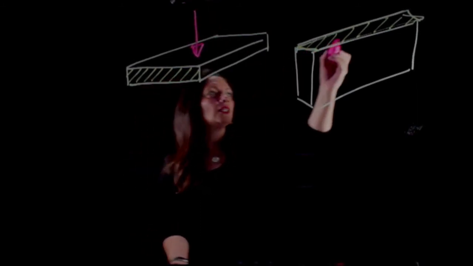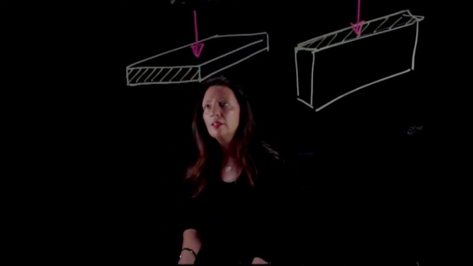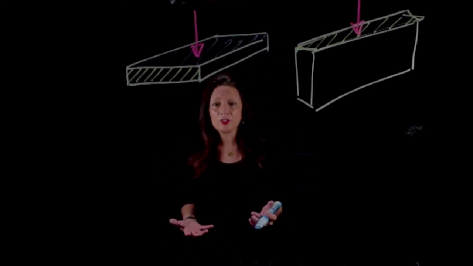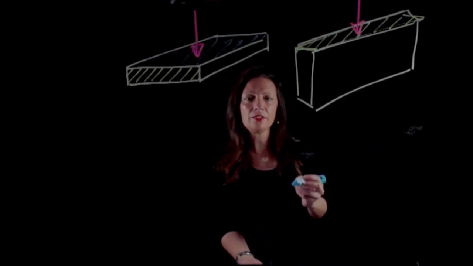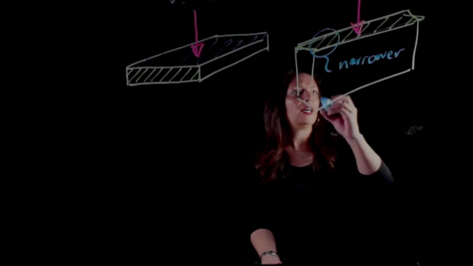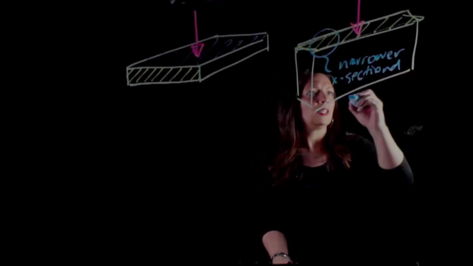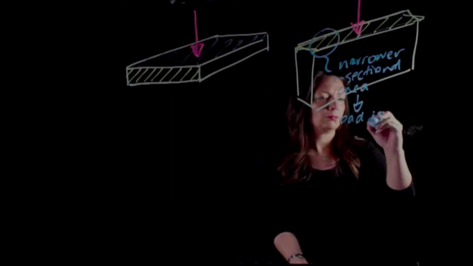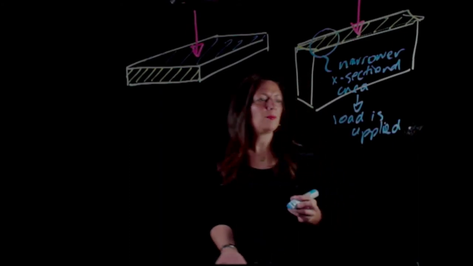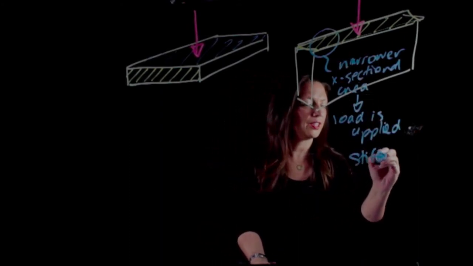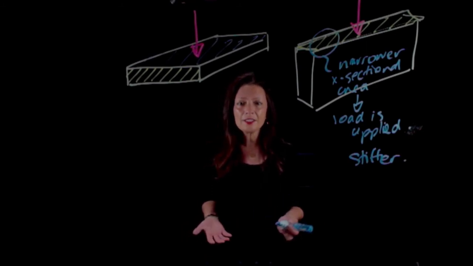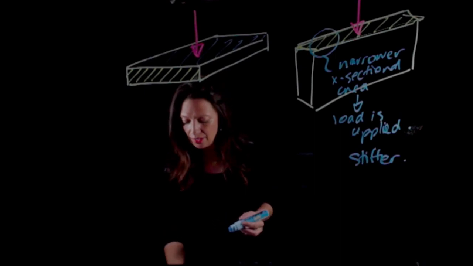If I have a load on this surface, which orientation is going to be stronger? This one here is going to be a stiffer orientation because we have a narrower cross-sectional area where the load is being applied. Even though the cross-sectional area of the beam is the same, why is it that in one orientation it's going to be stiffer than the other? Let's take a look.